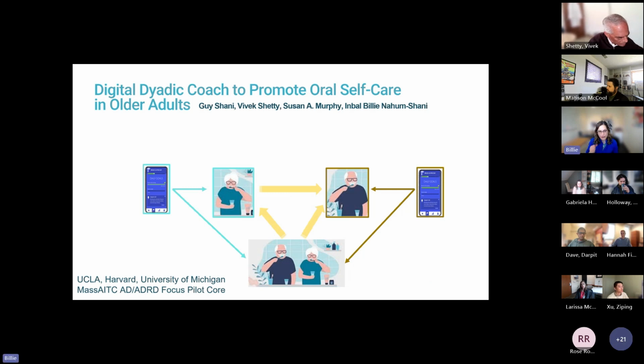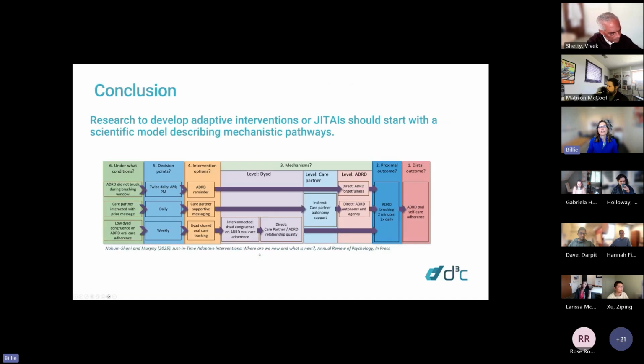So notice that we're not just targeting the individual, we're also targeting the care partner and the dyad. And it's because the scientific model that we use to guide intervention development highlights mechanisms of change that we should target, not just at the older adult, but also the care partner and the dyad.